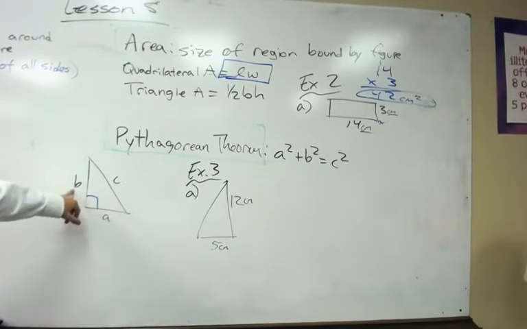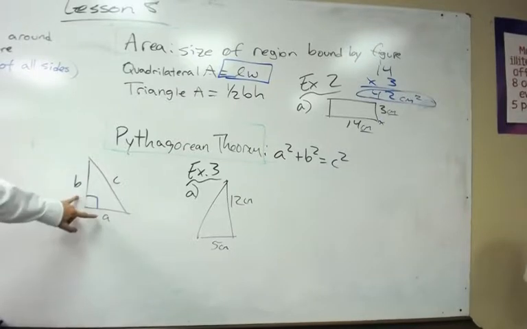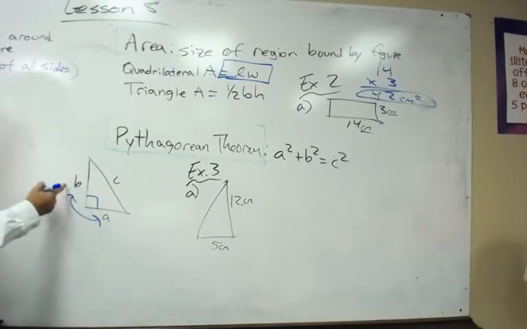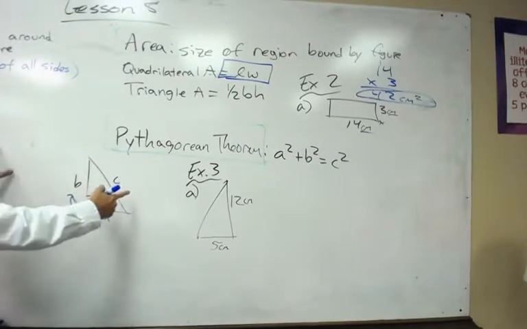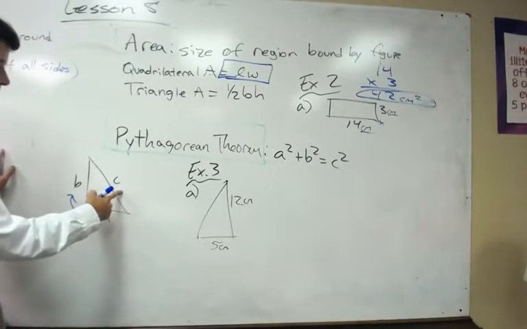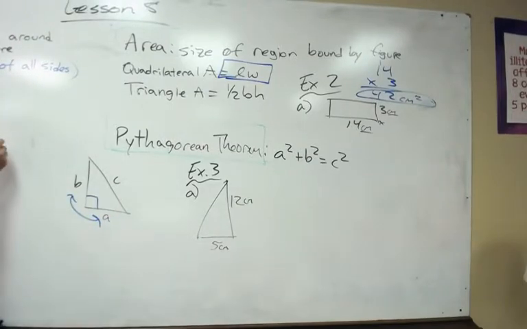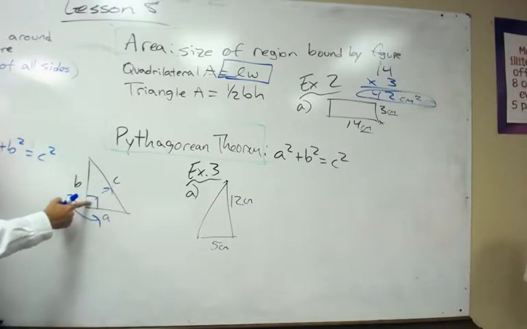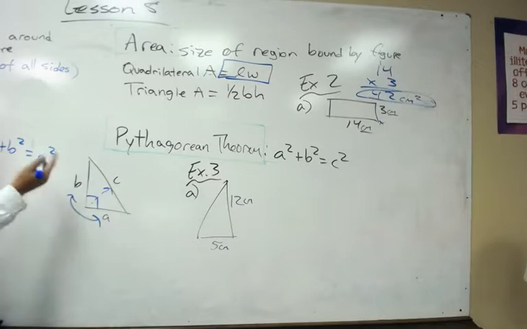A and B in the Pythagorean theorem are the legs of the triangle. It doesn't matter which one is which. These could be swapped. This could be A and this could be B. The only thing that matters is that C is on the opposite side of the equal sign from A and B, because it's the hypotenuse. The hypotenuse is always opposite the right angle. Otherwise, you would mess it up.